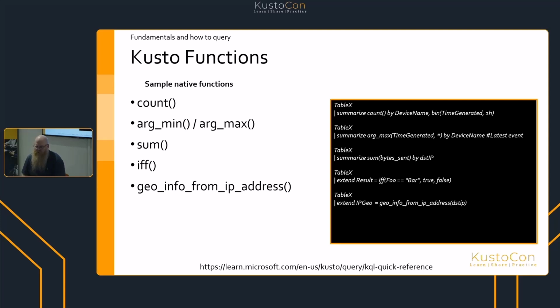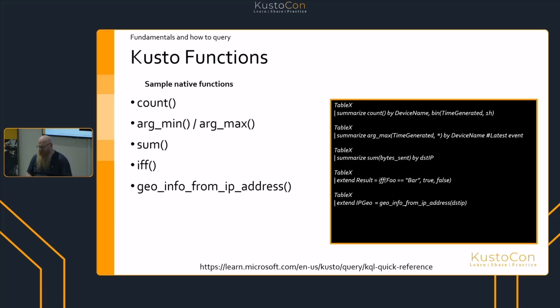We can also use the argmin or argmax to get the first event or the latest event based on some criteria. For instance, get the first event of the first network communication per device for a specific remote IP, for example, to see when things started to go bad or something. We can also use sum to do math. For instance, if we want to calculate the total amount of bytes sent, if we have a firewall log or any other log that has the data that you want to add to the math.